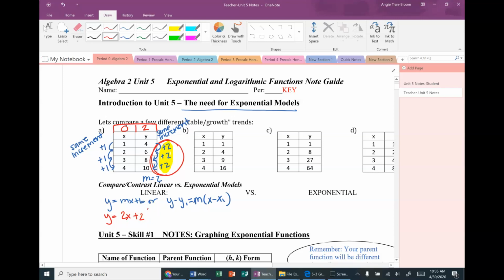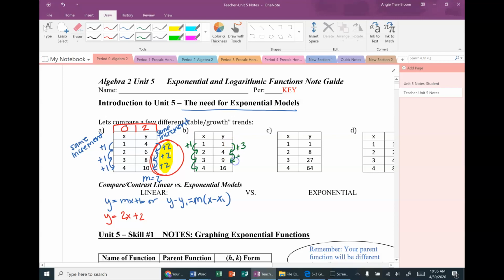Now let's do the same thing for the next table to see if it's linear or if we are now starting an exponential model, and I will explain that. First, check out the X. X has an increment of 1. Awesome, right? Then the Y, we go from here to here, we add 3.